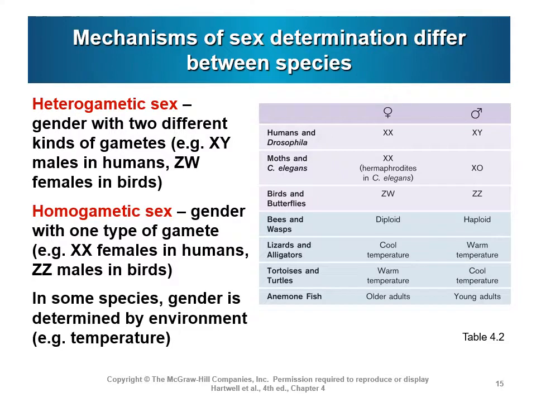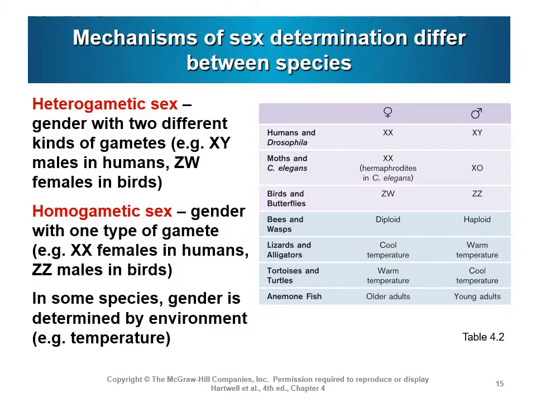So now let's look at the different mechanisms of sex determination for different species. So we know heterogametic sex is the gender with two different kinds of gametes, XY males in humans, ZW females in birds. Homogametic sex is the gender with one type of gamete. For example, XX females in humans and ZZ males in birds. In some species, gender is determined by environment. For example, temperature. Let's look at this table.